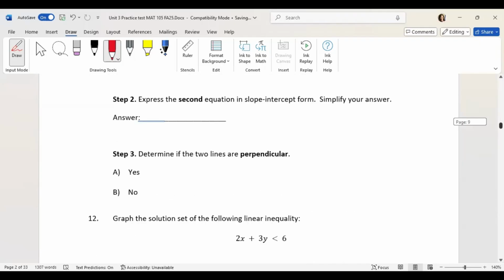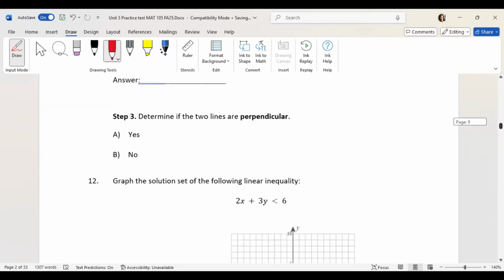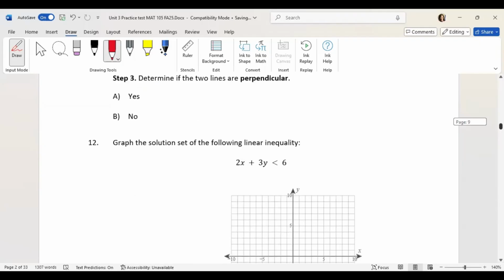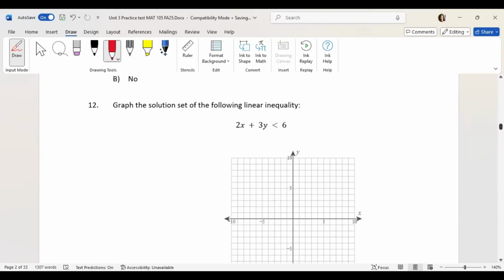Graph the solution set of the following. So let's do some inequality. You can do it without a calculator, you can do it with a calculator, but it's important that you know how to do it without a calculator also.